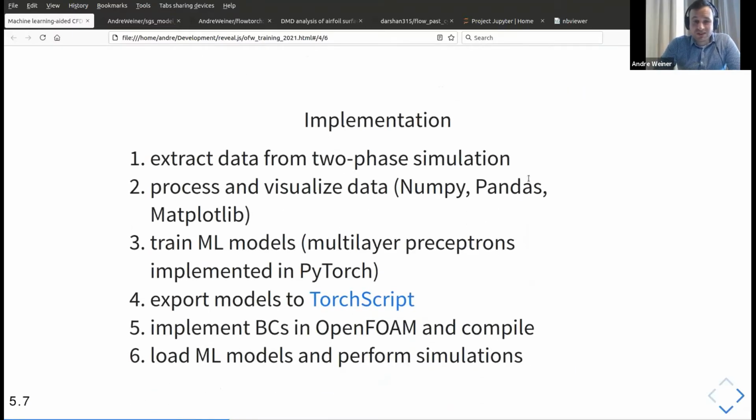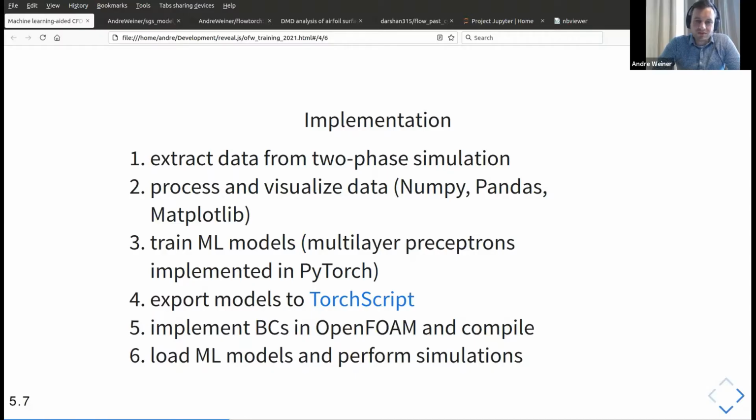All right, here's, in a nutshell, how this is implemented. If you go to the repository, you can follow the notebooks that are available there, and the OpenFOAM setups and boundary conditions. First we extract the data from the two-phase flow simulations. This has been done already. Then there are some notebooks that load the data, do some initial processing, extract the features, and of course, very important, give you a first look at the data.